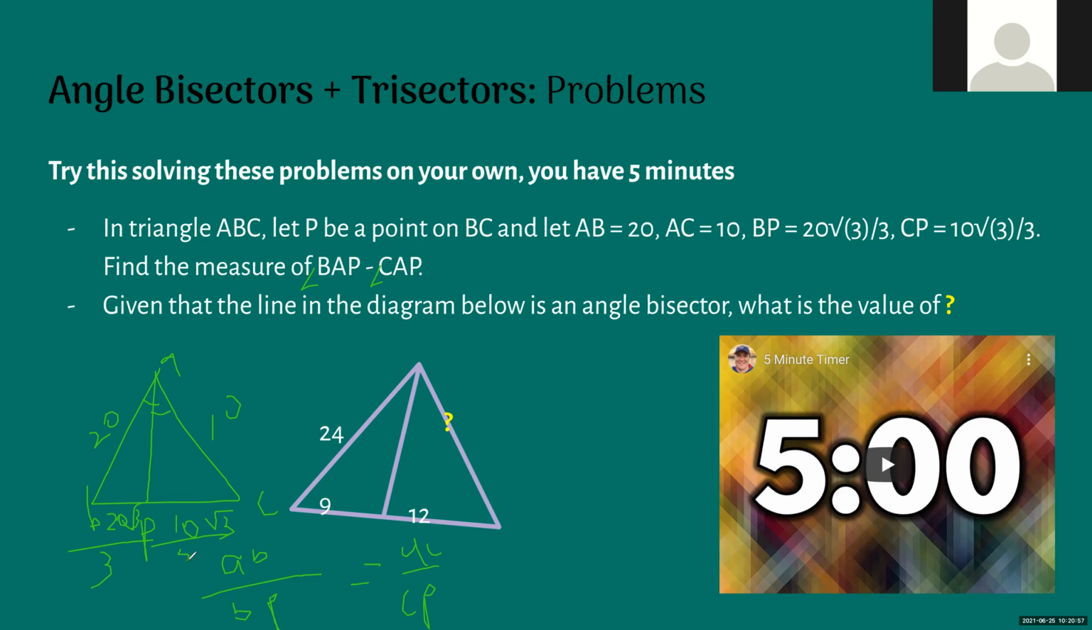So that would mean that BAP is equal to CAP, since using the angle bisector theorem, we have established that AP is the bisector of angle A. So that means that the measure of BAP minus CAP is equal to 0, because A minus A, where we're saying A is the angle measure, would be equal to 0. So that means that our answer is 0 for number 1.